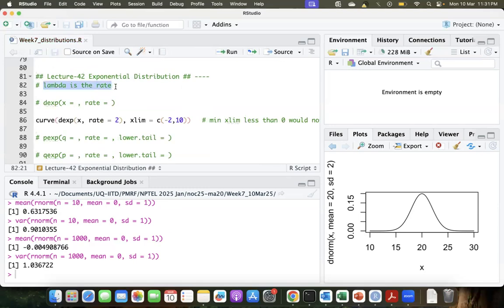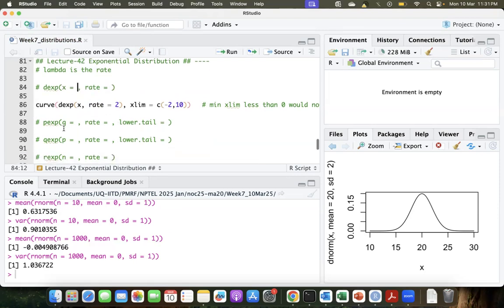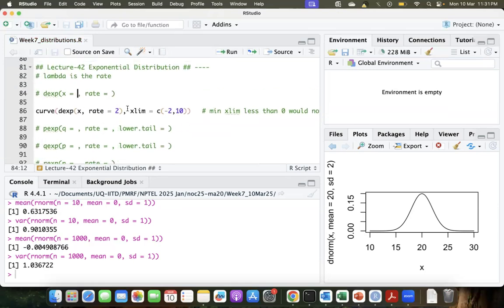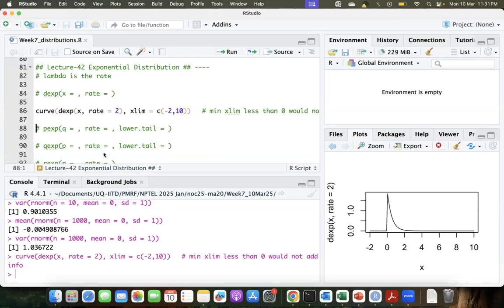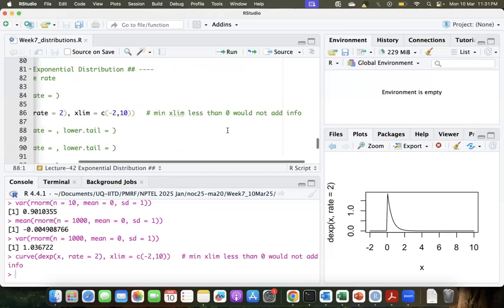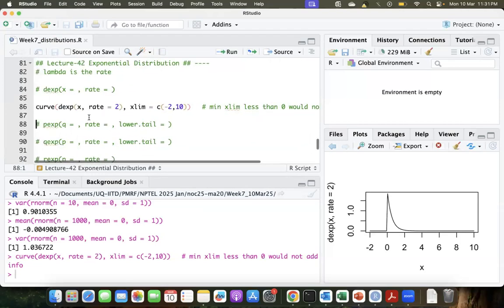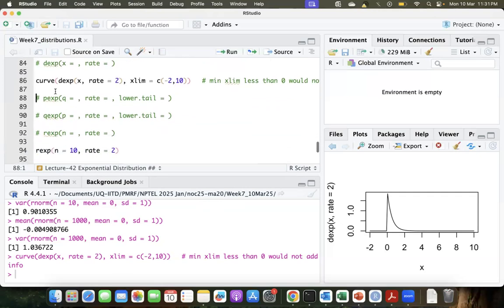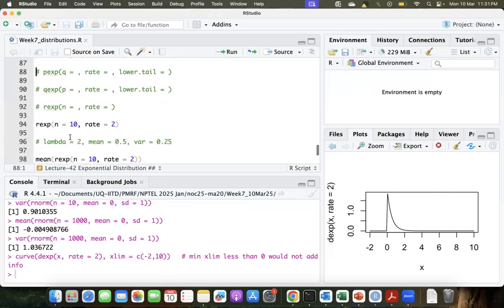Here it doesn't call it lambda, but it calls it rate for the exponential distribution. So again, we specify the value of x. Again, as a vector, you can specify. But yeah, so this is what it's going to look like. Remember these exponential distributions start off at 0 and then they taper down. So anything with x less than 0, it's just telling you that it's going to be 0, right? So that's that. Again, CDF, quantile, random distribution generator.